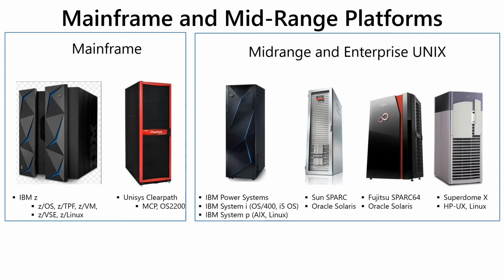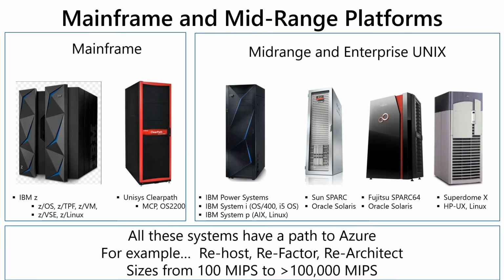But we also cover things like SunSpark and the new Fujitsu hardware for running SunSpark, and HP-UX for things like the Superdome. So we do see all of these with customers who have legacy environments in retail. And the key thing here is all of these systems do have a path to Azure.